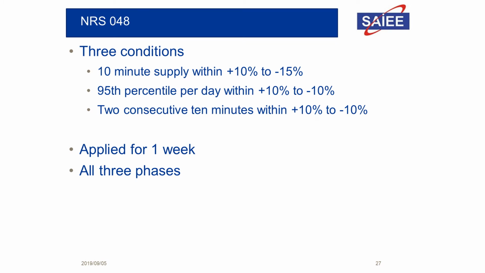And there are 3 criteria for it. The first looks at any instantaneous 10-minute supply. So that's plus 10%, minus 15%.